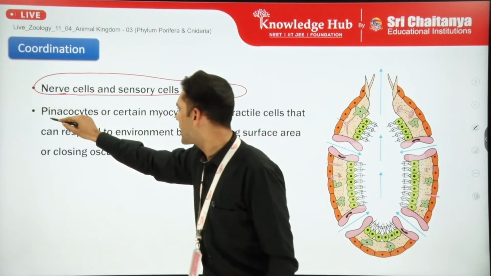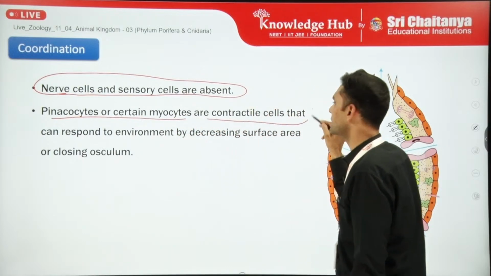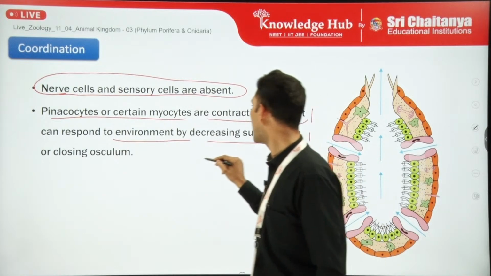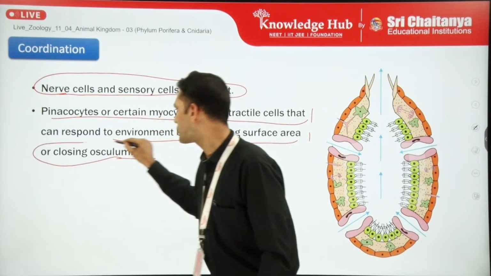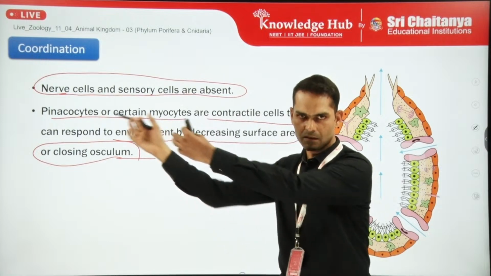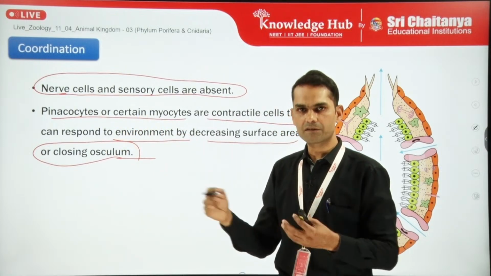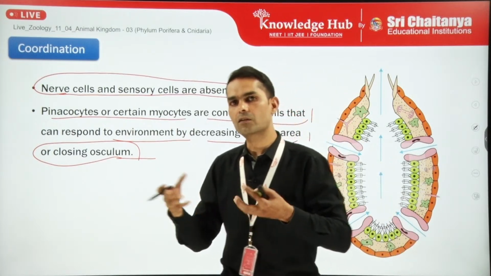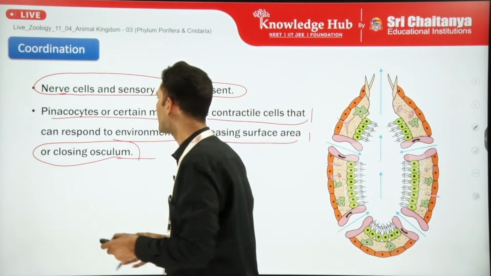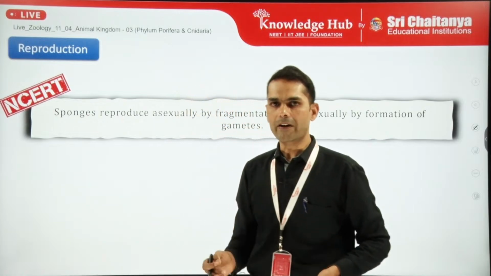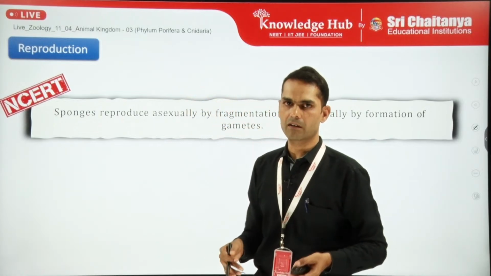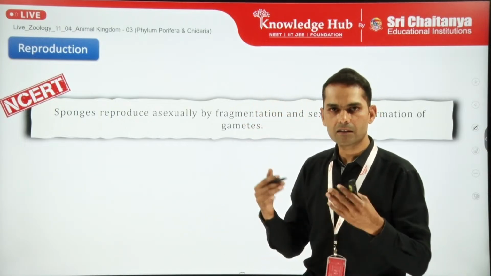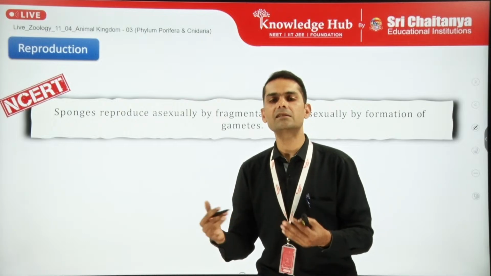Pinacocytes or certain myocytes are contractile cells that can respond to the environment by decreasing surface area or closing the osculum. So we have seen that among the other types of amoebocytes there were cells called myocytes which regulate the opening and closing of the osculum. Okay, now the important part is reproduction, upon which many questions come regarding different phyla, and this is the main part where students usually get confused.